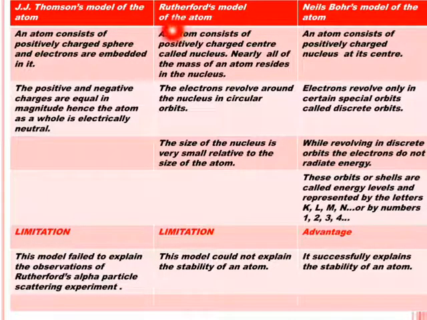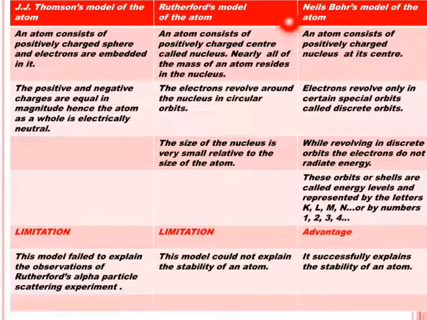Rutherford's model of an atom consists of positively charged center called nucleus. Nearly all the mass of an atom resides in the nucleus. The electrons revolve around the nucleus in circular orbits. The size of the nucleus is very small relative to size of the atom. The limitation of Rutherford's model of an atom is that this model could not explain the stability of an atom.